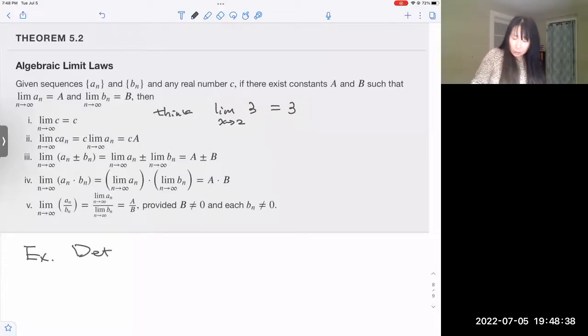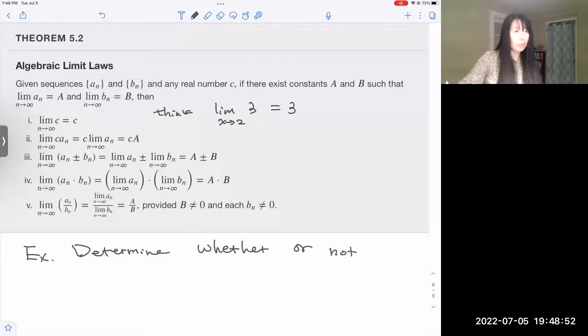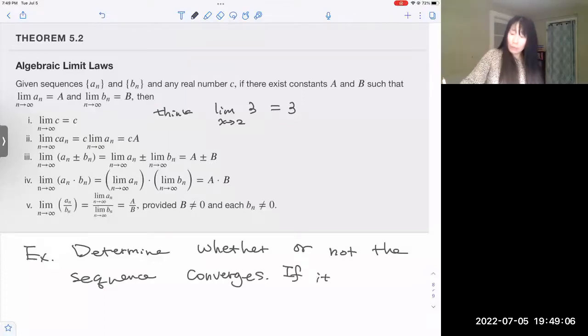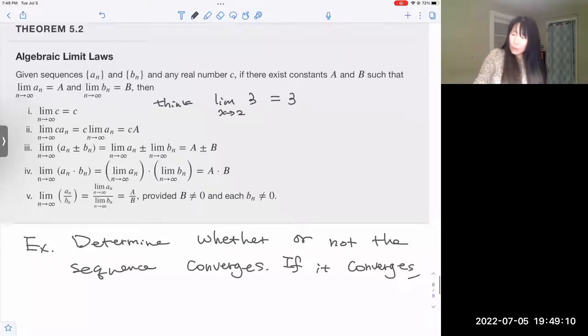Determine whether or not the sequence converges. If it converges, find its limit.